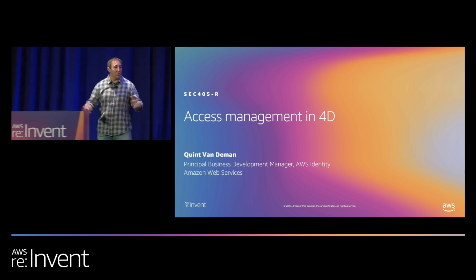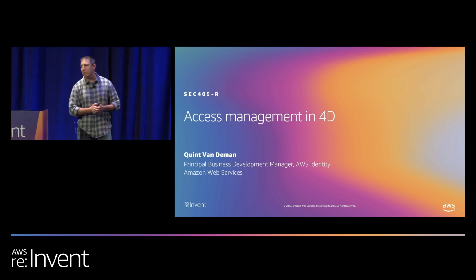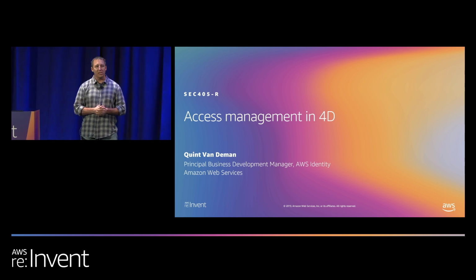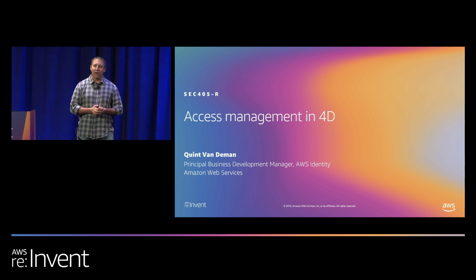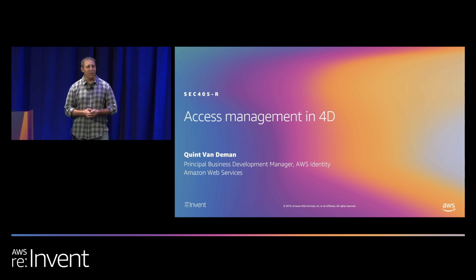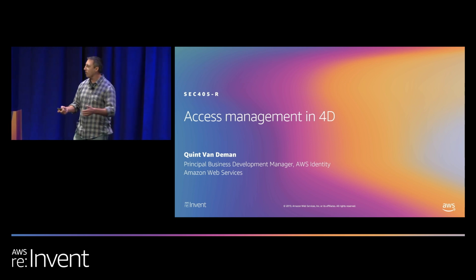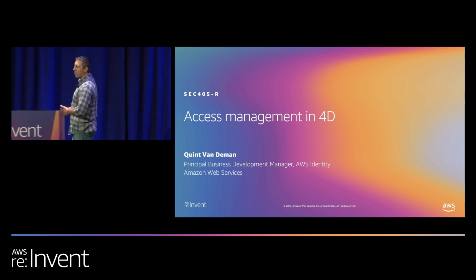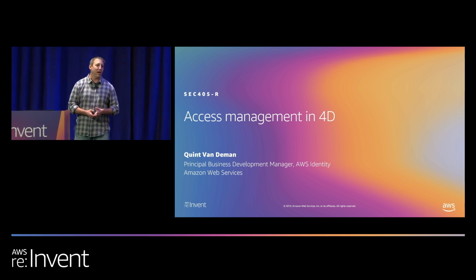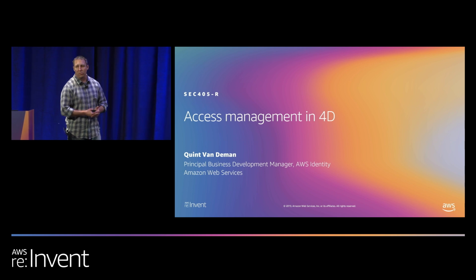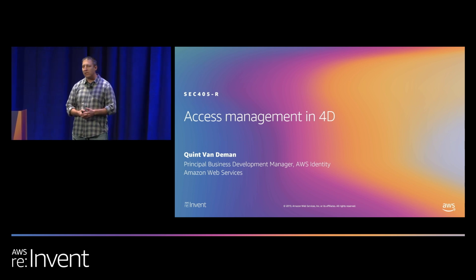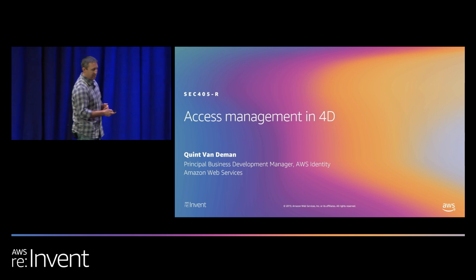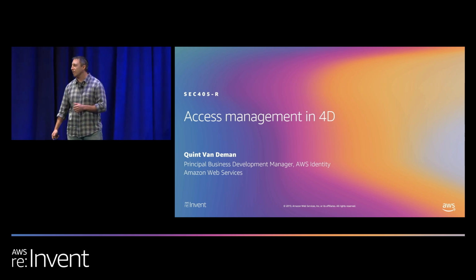Good morning. I'm Quentin Van Diemen, the Business Development Manager for AWS's Identity Services these days. For those of you I might have met before, you probably know that Business Development Manager is not a very descriptive title for who I am. I've essentially spent the last 5.5 years running around the world helping a lot of AWS's largest customers work through some pretty complex identity and access management strategies, and that's what's brought me here to talk about access management in 4D.